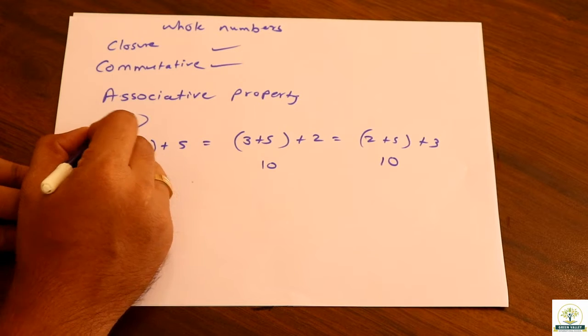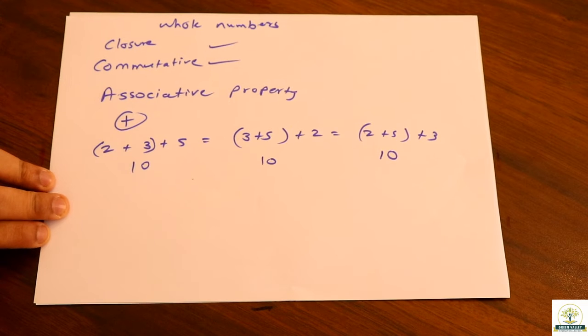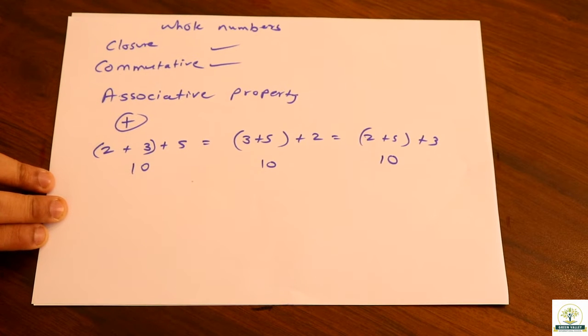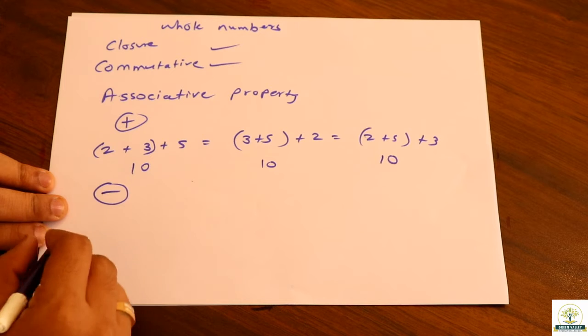That means addition follows associative property for whole numbers. I can say in simple words that whole numbers are associative on addition. Okay, let us move further and check for subtraction.